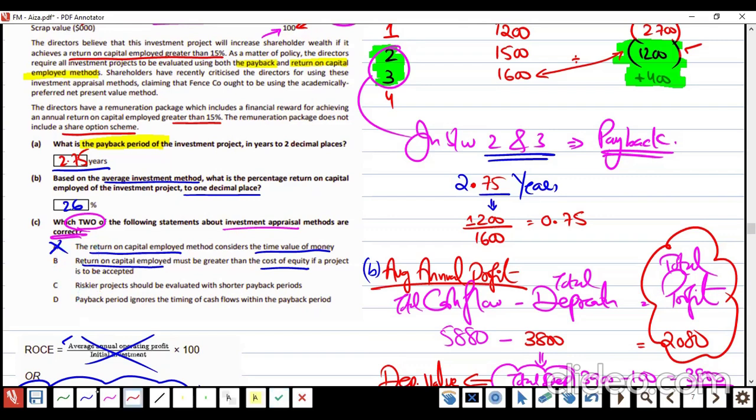So if the first two are wrong, definitely C and D are correct answers, and that's my answer. But why? Read the C, please. Riskier projects should be evaluated with shorter payback periods. They are saying that if a project is risky, it means it has a long payback, and if a project has a short payback, it's less risky. Okay. What is payback? When my investment will be recovered. So tell me, we Pakistanis, Indians, Nepalis, Asians.